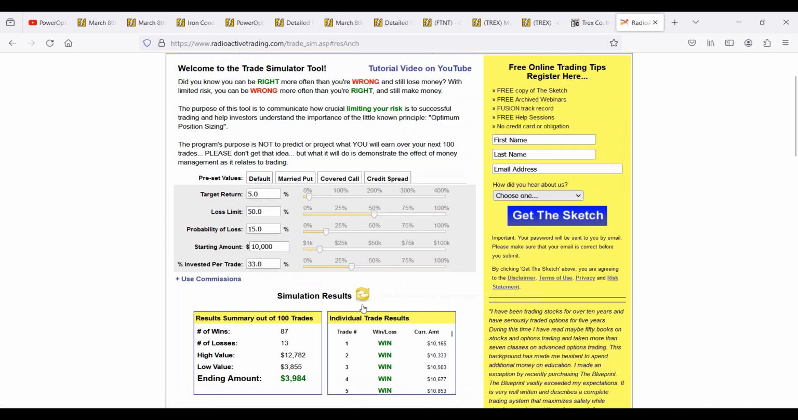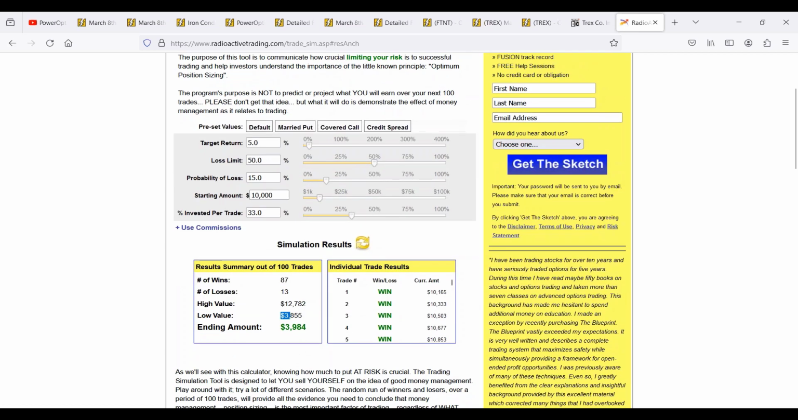Now let's change it to just the 5%. Even keeping the 50% losses, I'm losing money long term. 87% win ratio. I'm targeting 15, but I'm only making 5. I'm only making a third of the premium, a third of the return with all the management I'm doing. I am nowhere near where I should be. I am not meeting my goals. I'm losing 60% of my profit long term.